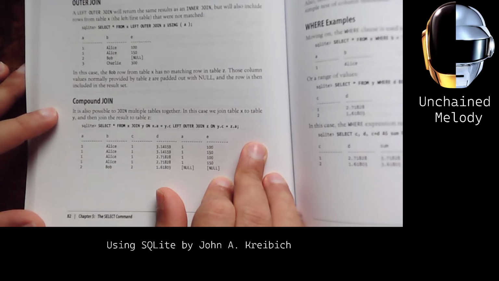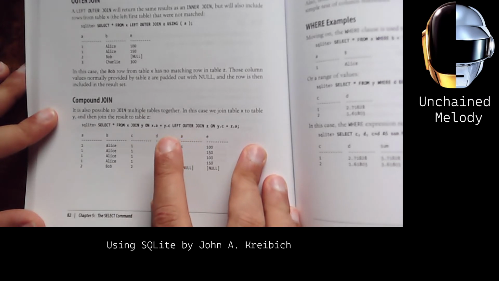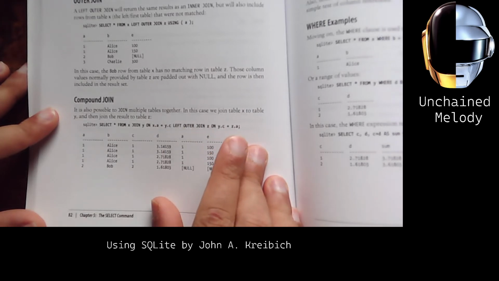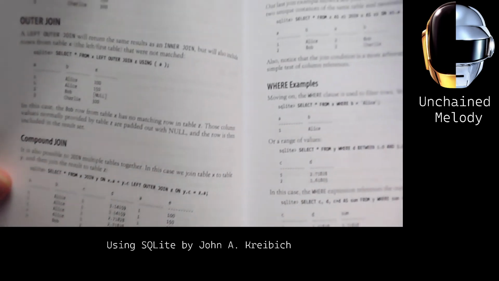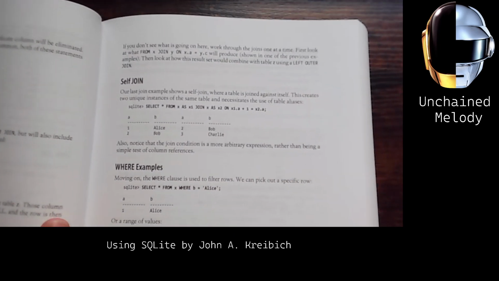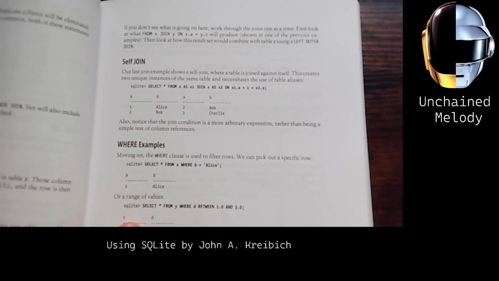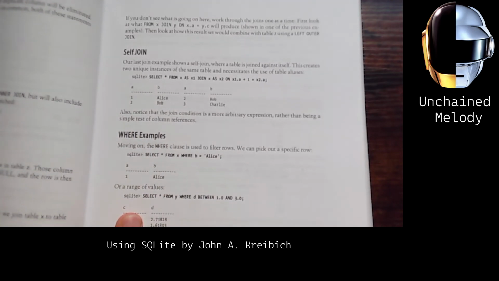Compound join. It is also possible to join multiple tables together. In this case, we join table X to table Y and then join the result to table Z. Select star from X join Y on X.A equal to Y.C left outer join Z on Y.C equal to Z.A. If you don't see what is going on there, work through the joins one at a time. First, look at what from X join Y on X.A equal to Y.C will produce, shown in one of the previous examples. Then look at how the result set would combine with table Z using left outer join.